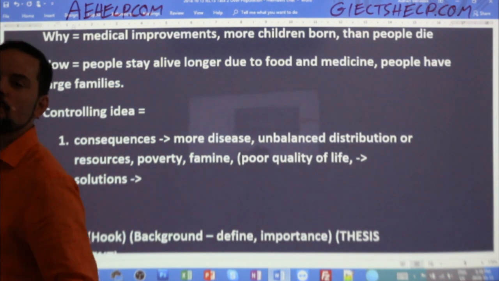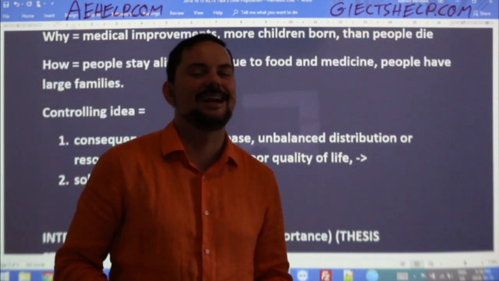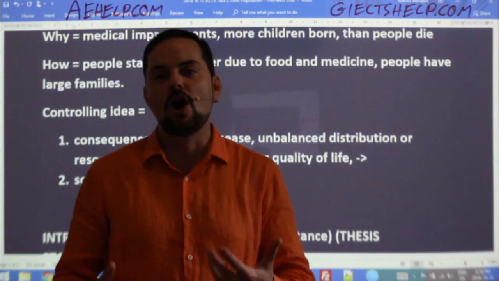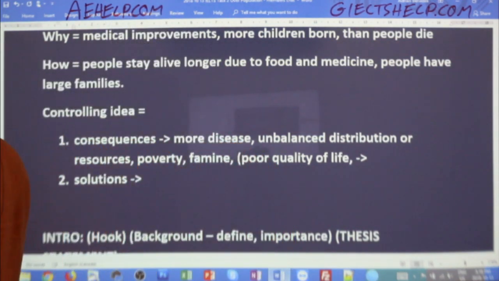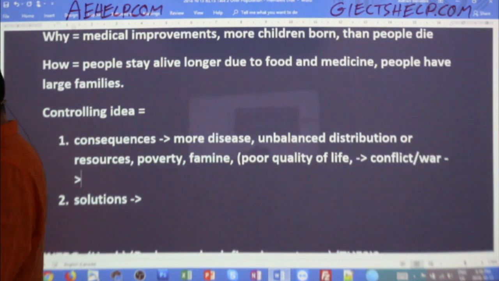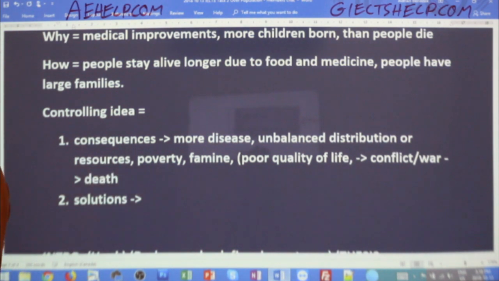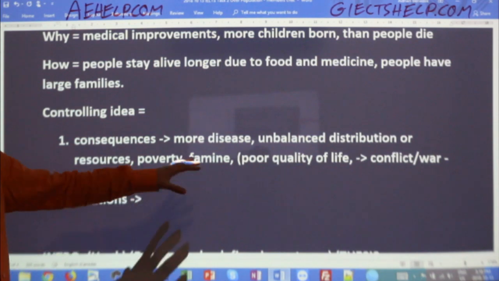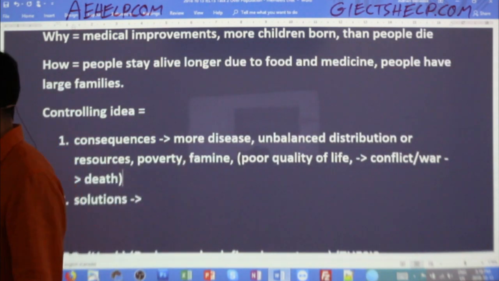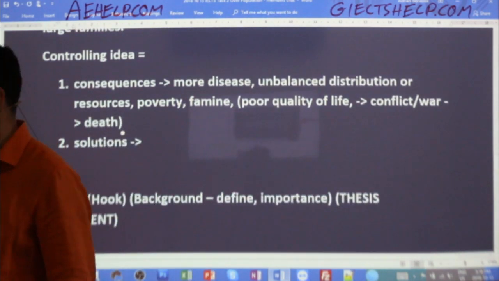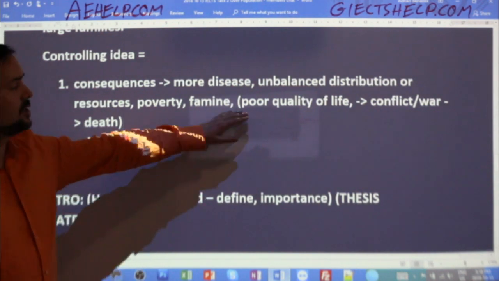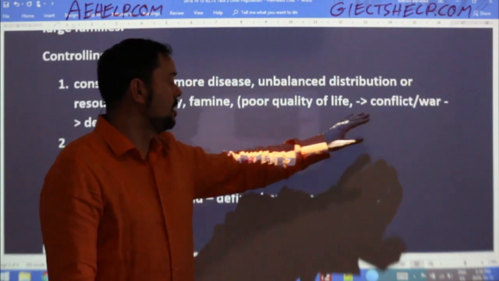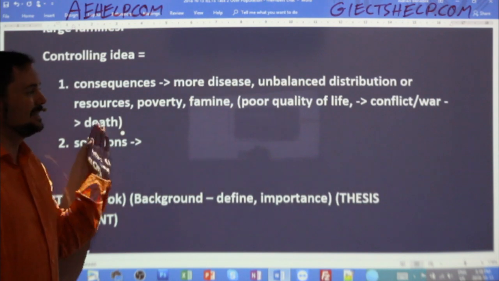That's right, Jeffrey. War and conflict. So conflict, war, and eventually leading to death. Right? So if we want to keep it really simple, the consequences eventually of overpopulation as a result of disease, poverty, famine is eventually a low quality of life leading to conflict, leading to death.